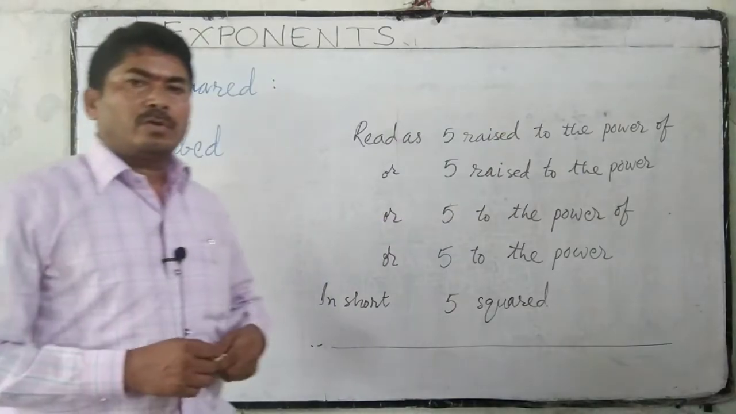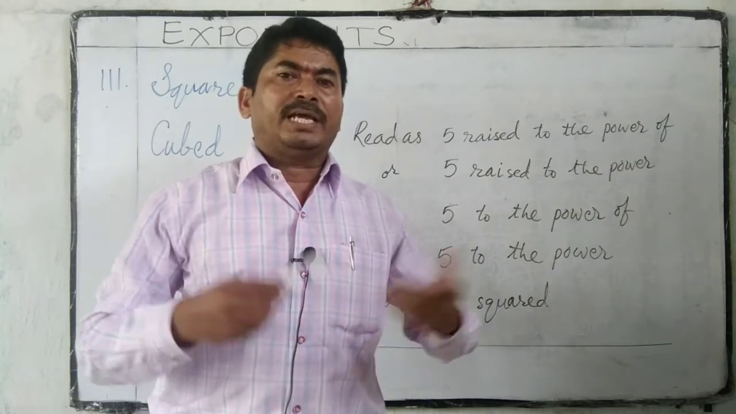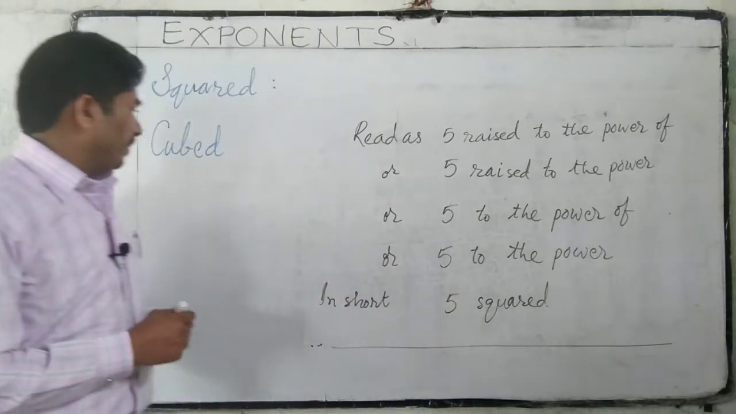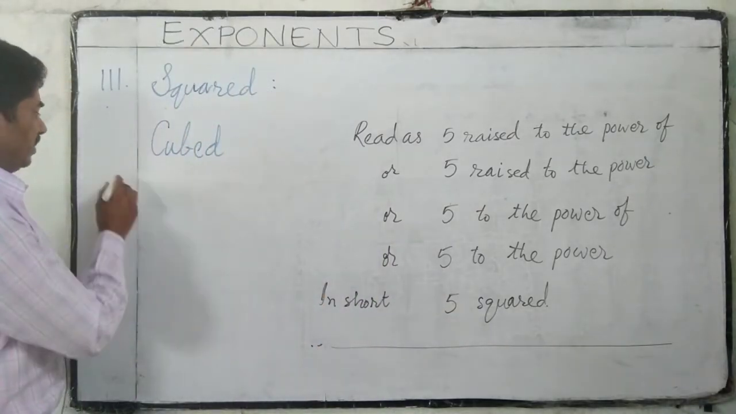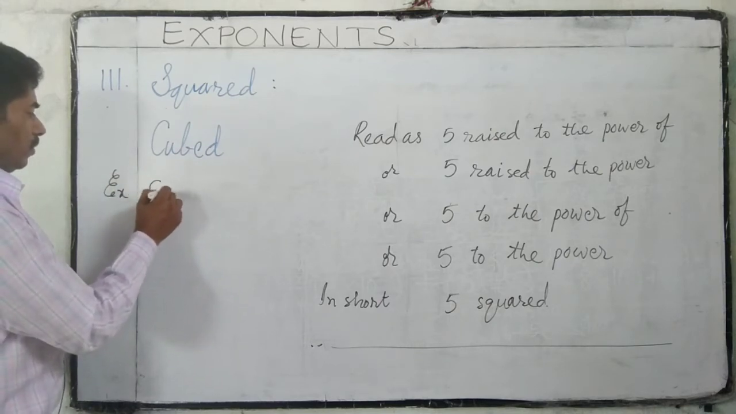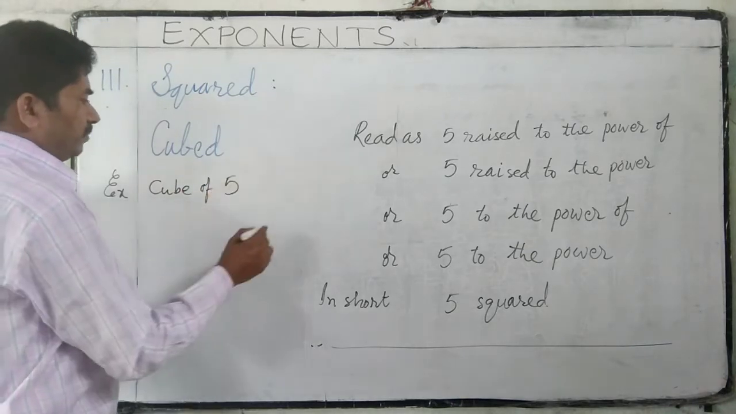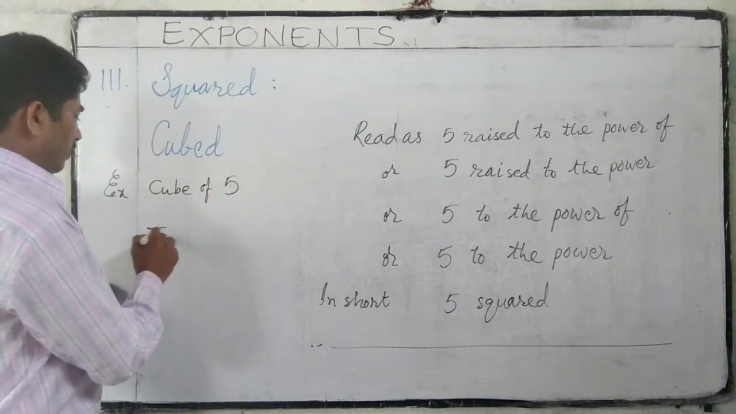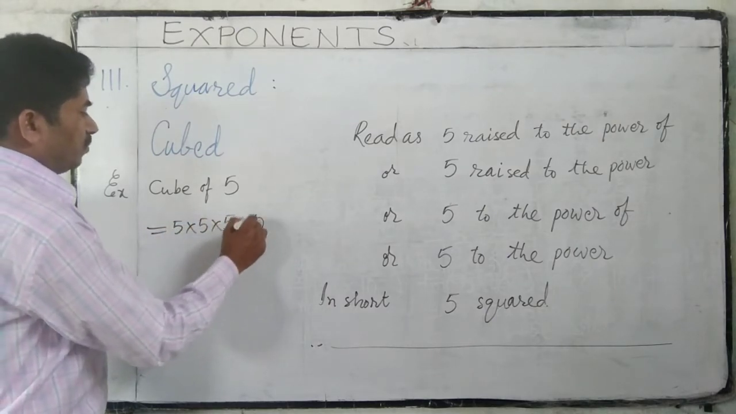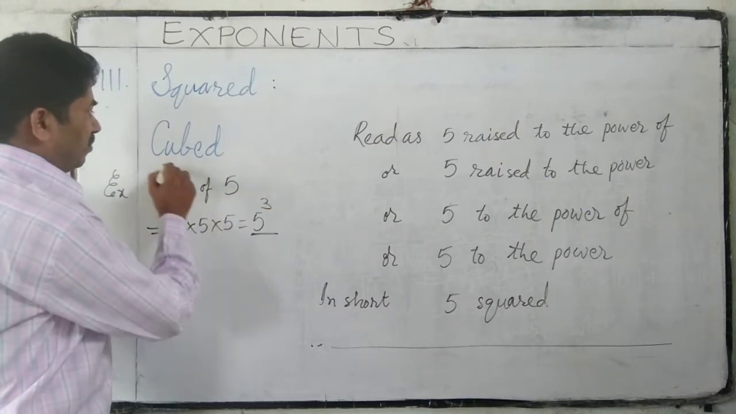Cubed. What is a cube? If a number is multiplied by itself thrice, then the product is called cube of that number. Example, cube of 5 is equal to 5 into 5 into 5 is equal to 5 to the power of 3. This 5 to the power of 3 is called cubed.